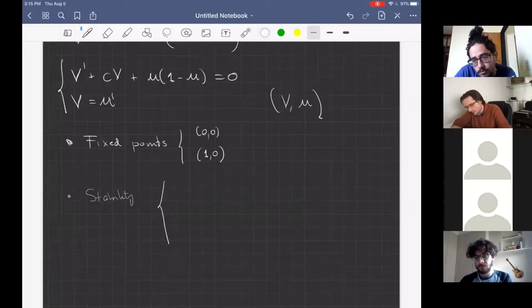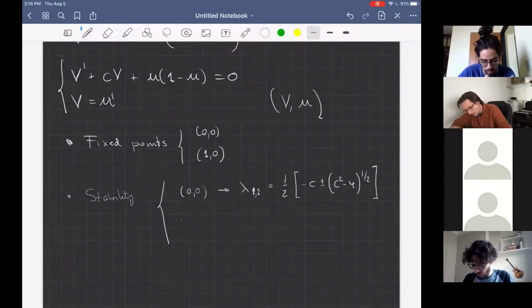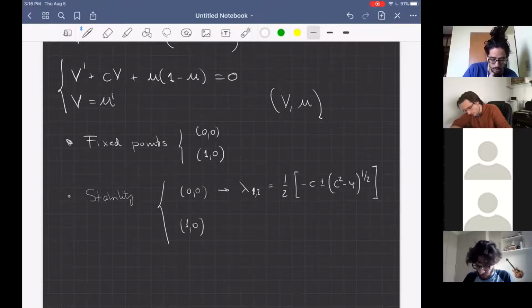So if you calculate the stability of those fixed points, what you will see is that in 0, 0, we have two eigenvalues that I'm going to call lambda 1 and lambda 2, that are going to be 1/2 minus c plus minus. And then around 1, 0, what we have is lambda 1, 2 equal to 1/2 minus c plus minus.